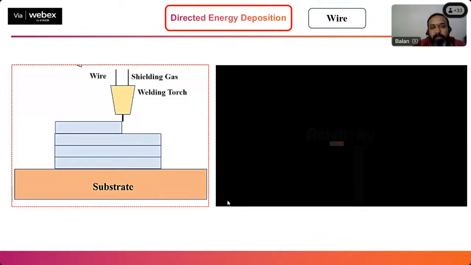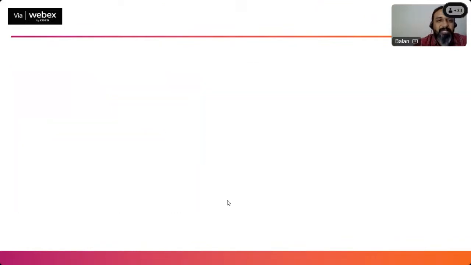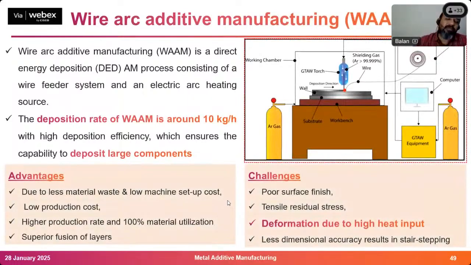The company became very famous when they used this novel technology to build the casing. So this is called wire arc additive manufacturing. We did some research in wire arc additive manufacturing also. I'll give some important advantages. What is wire arc additive manufacturing? It's a DED process only, directed energy deposition. In that, what we are doing is removing powder and putting in wire.